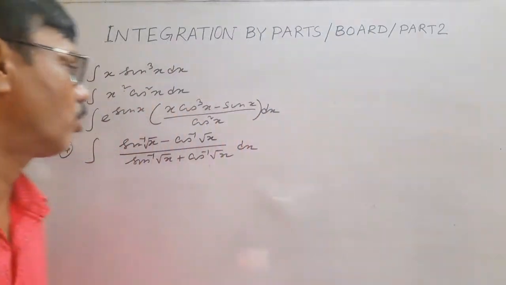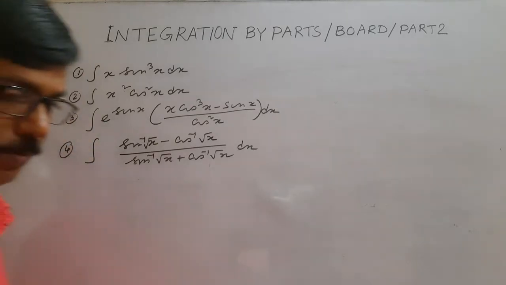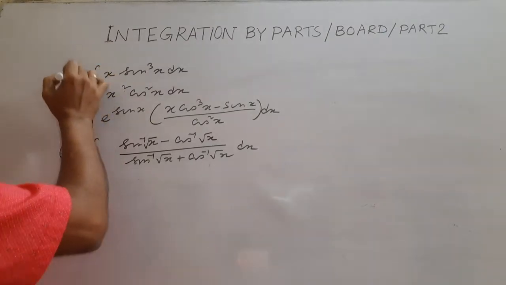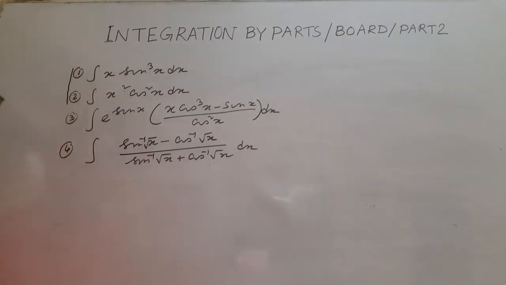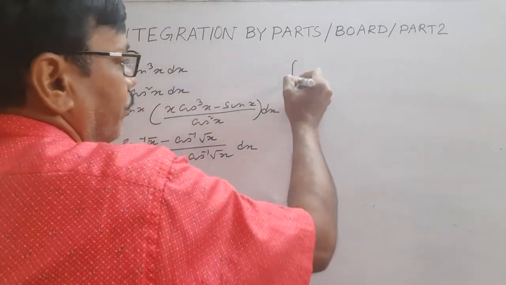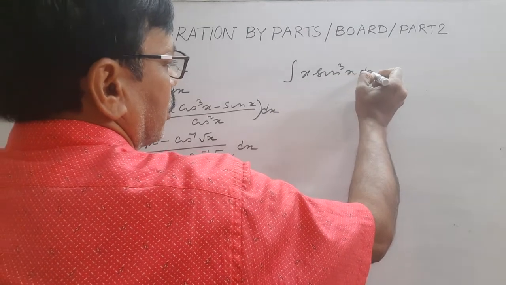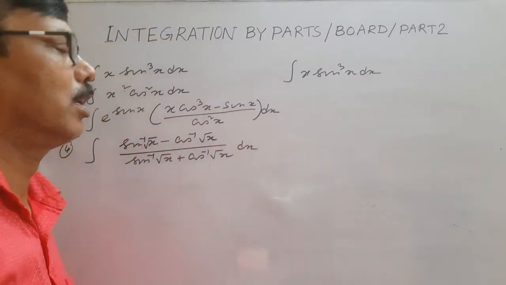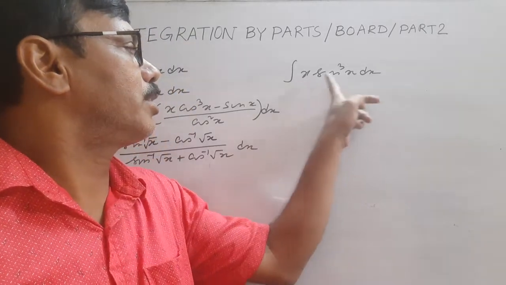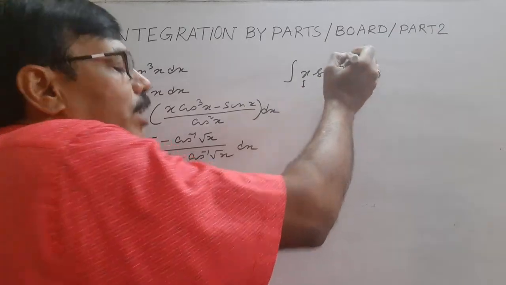Now we consider 1, 2, 3, 4 problems. 1 and 2 are exactly the same. So first one, x sine cube x dx. Now you know the rule, x is algebraic, this is trigonometric. So this as first function, this as second function.